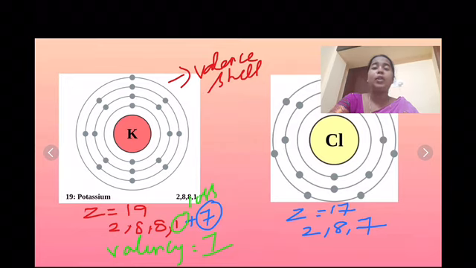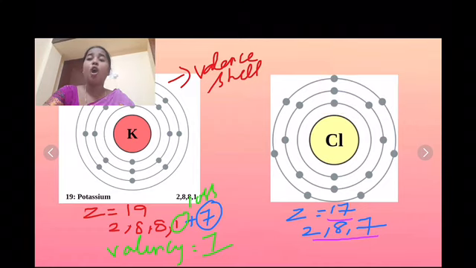Next example is chlorine. What is the atomic number for chlorine? It is 17. The electronic configuration is 2, 8, 7. So, how many electrons are available in the last shell? Yes, it is 7 electrons. To lose 7 electrons, we need 8 electrons for the atom to be stable.